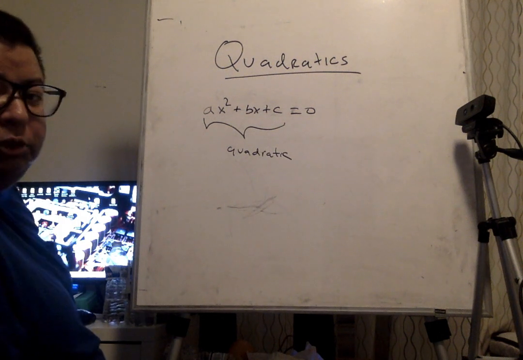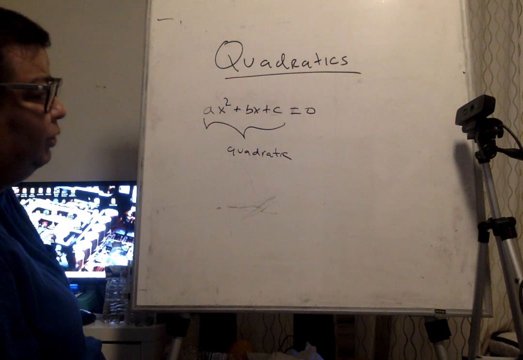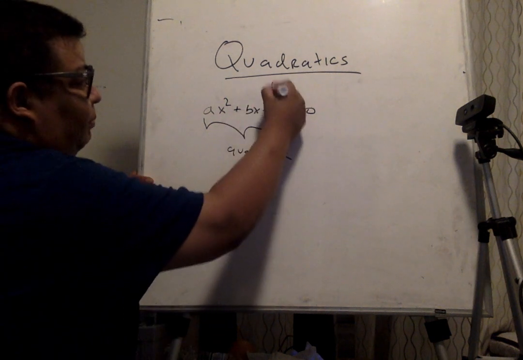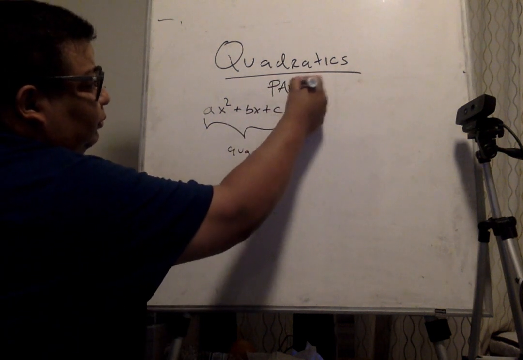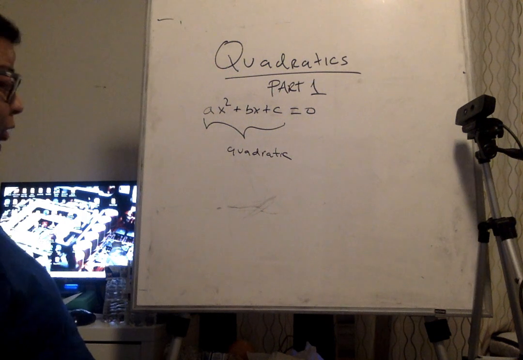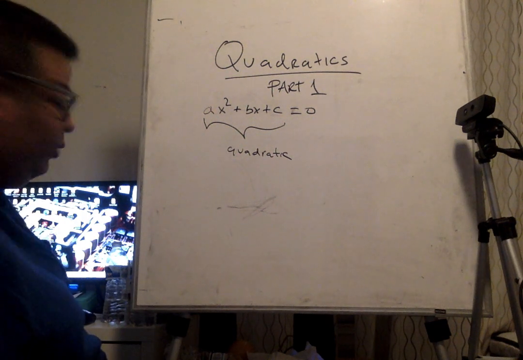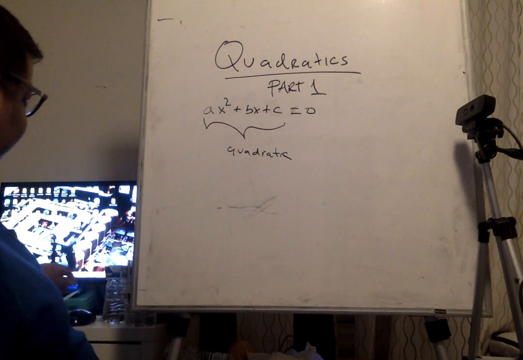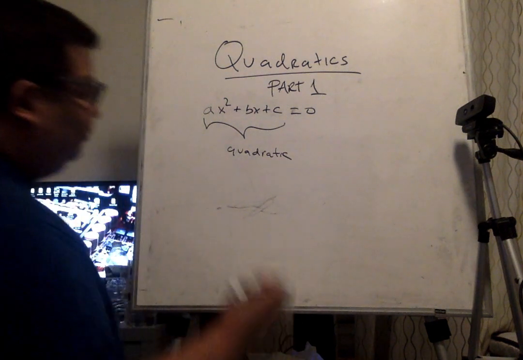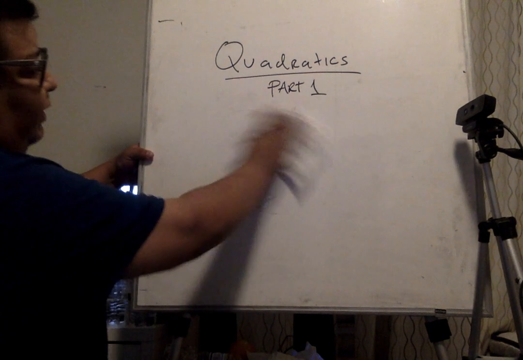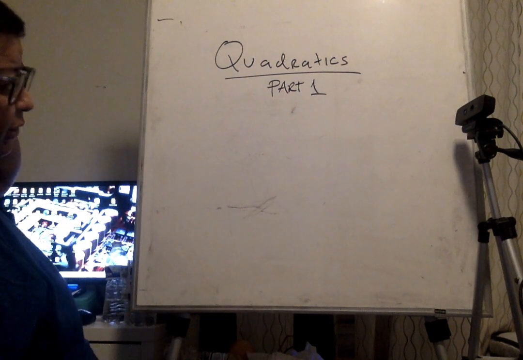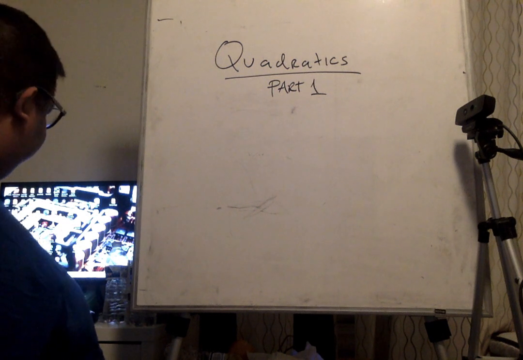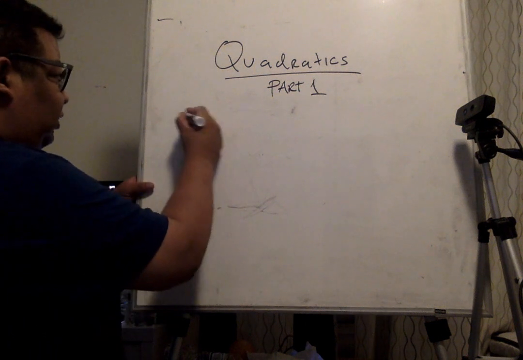There are multiple ways of solving this kind of equation. The ones that we're going to look at in part 1, so this is going to be part 1, we're going to look at two methods. One is factoring and one is the square root property. So let's start by factoring. For factoring, I'm going to tell you which kind of quadratics I suggest you use this method with. So we're going to start with this one.